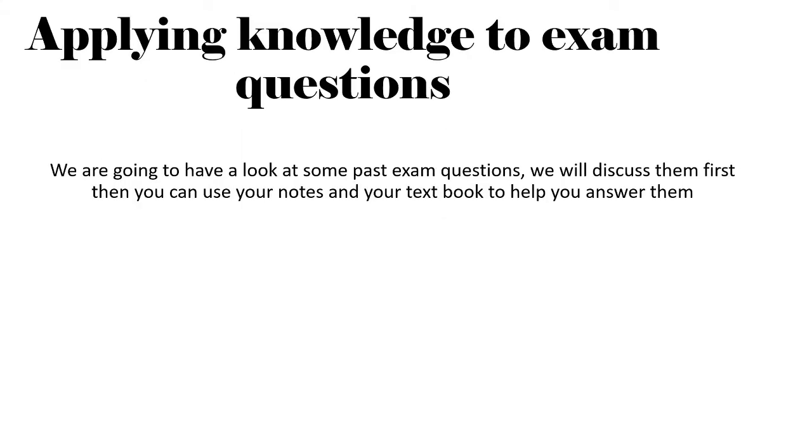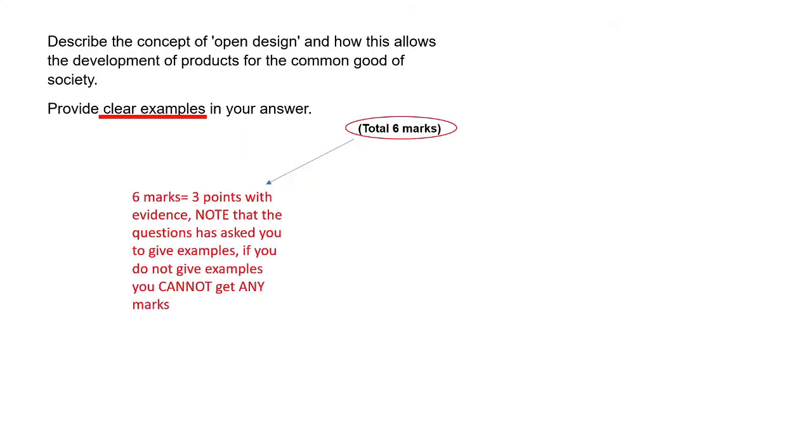So we're going to have a look at a couple of questions. First one: describe the concept of open design, and how this allows the development of products for the common good of society. Provide clear examples in your answers. So 6 marks, so that's 3 points with evidence. Note that the question has asked you to give examples. If you do not give examples, you can't get any of the marks. So 6 marks, 6 minutes. Pause the video, have a go at answering it, and we'll go through the answers.